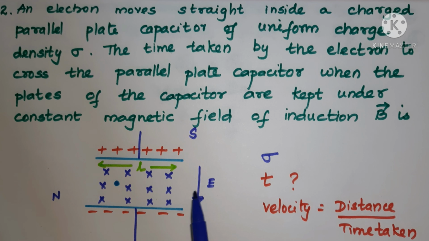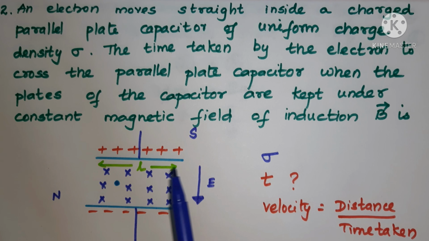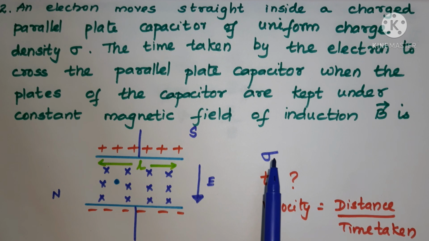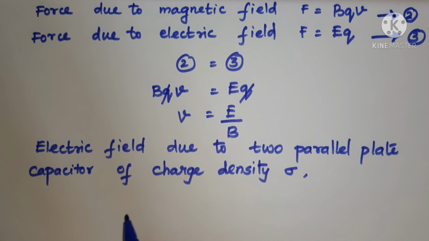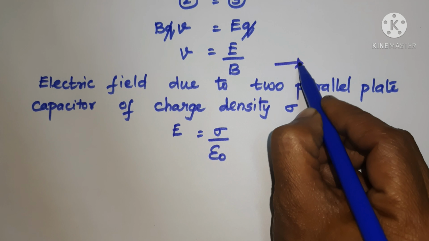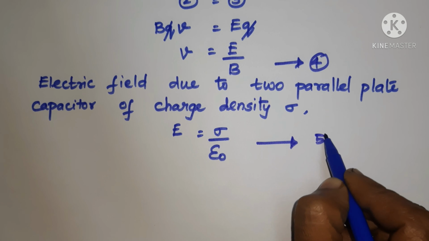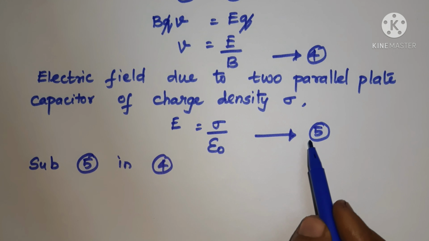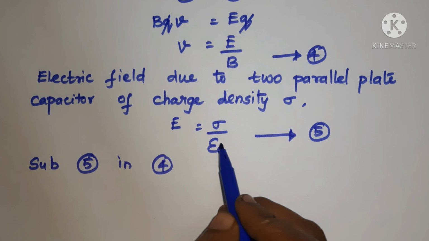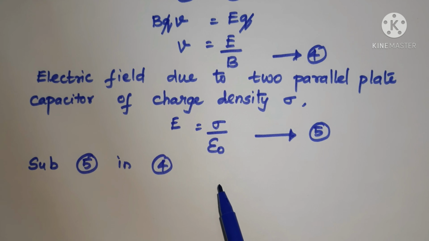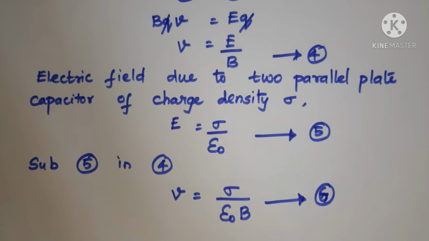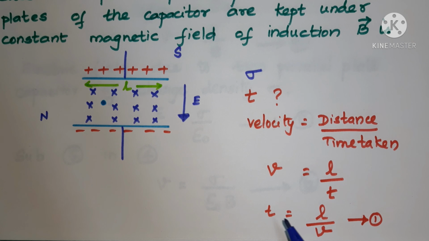Now we have to note down the electric field due to two parallel plate capacitors of charge density sigma, that is E is equal to sigma by epsilon naught. Write this to be the fourth expression, and this to be the fifth one. We now substitute this expression for electric field in this expression. Therefore, we have V is equal to sigma by epsilon naught B. Here we need to find what is the time taken.